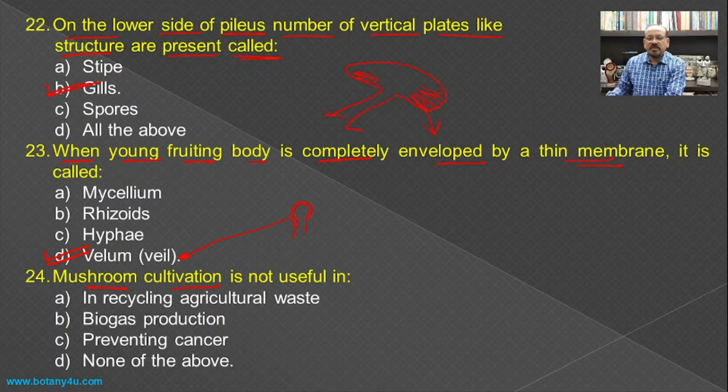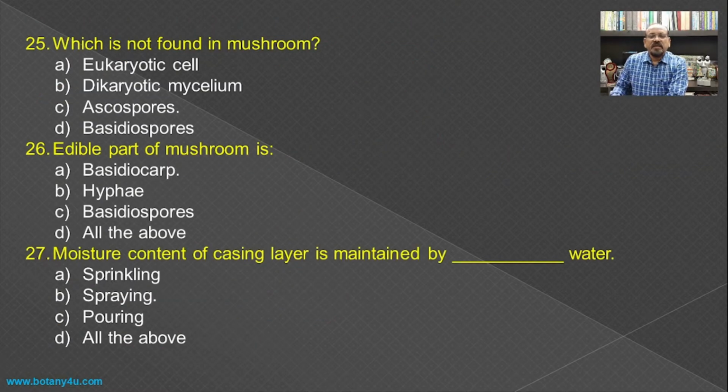Then mushroom cultivation is not useful in number 1, recycling agricultural waste. Here it is useful. Then in biogas production, again the mushroom cultivation is useful, and preventing cancer is one of the factors of the importance of the mushroom. But here the question is asked not useful. It means that none of the above.